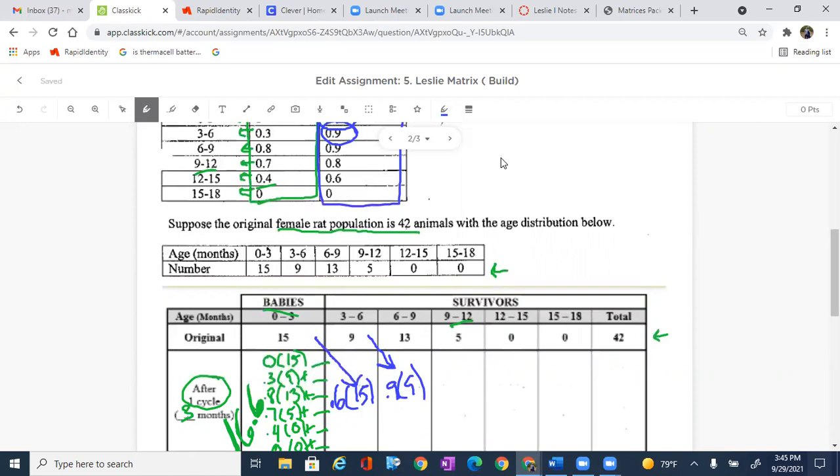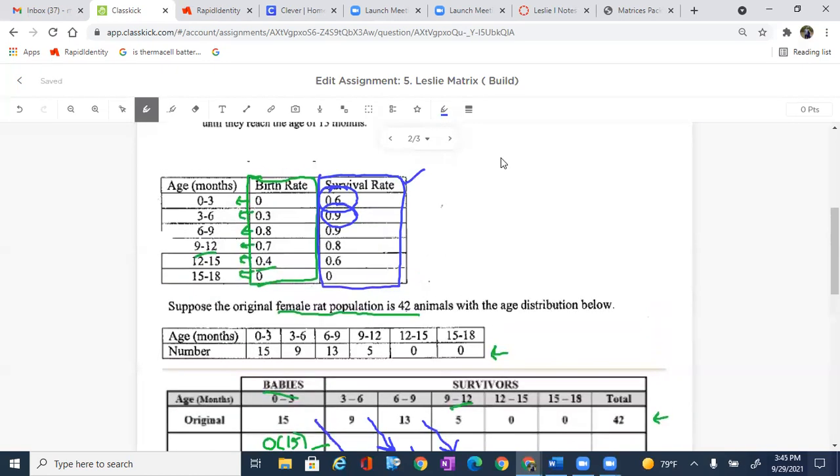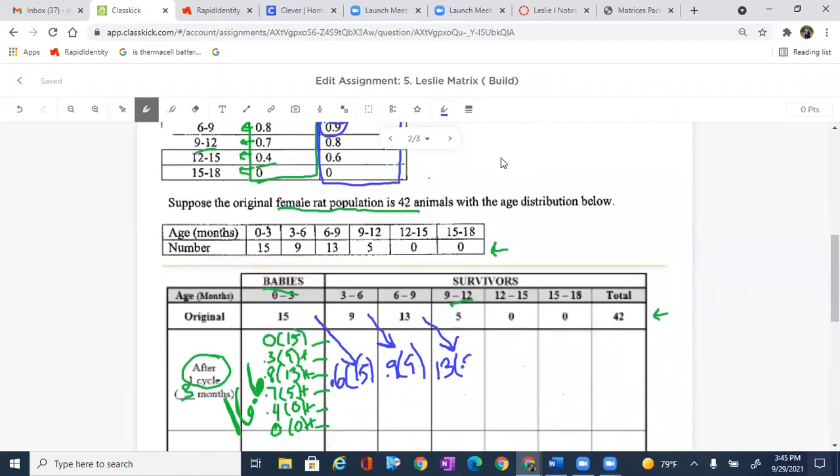Then I'm going to say, okay, well, the 6 to 9 months are going to transition to 9 to 12 months. But out of those 13, 0.9 or 90% of them will transition. Not all of them. Some are going to die. They're going to get eaten by something.